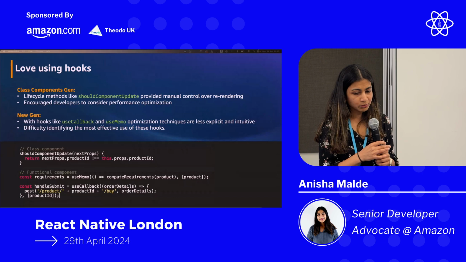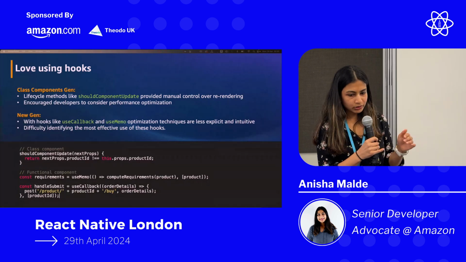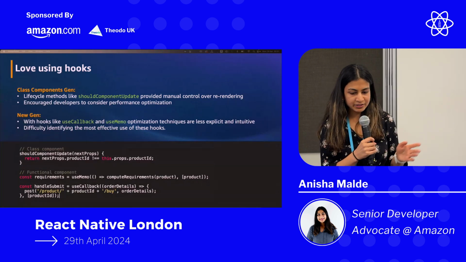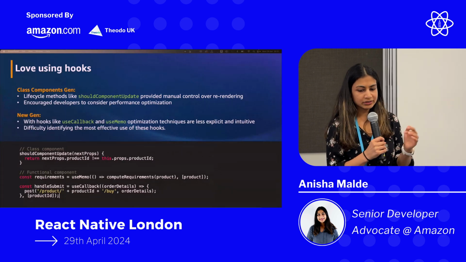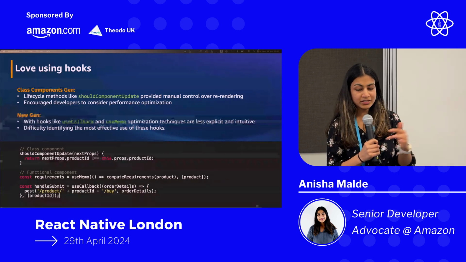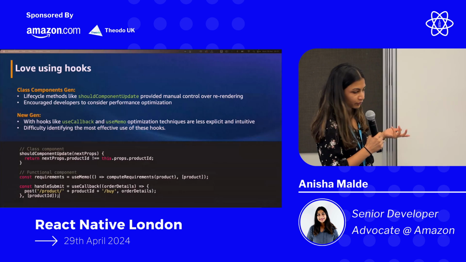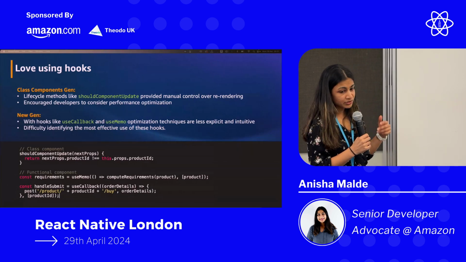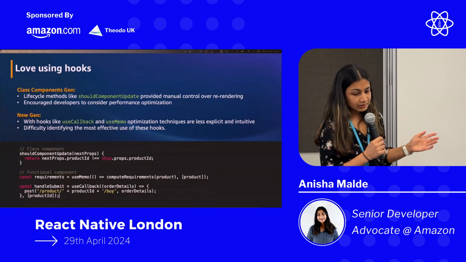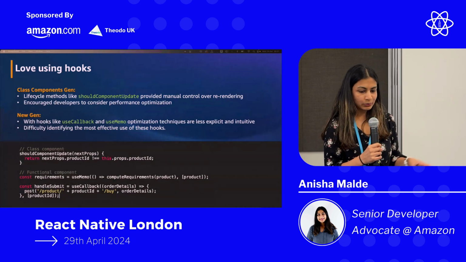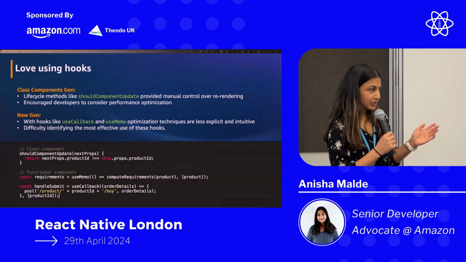In the equivalent functional component, however, the useMemo hook memoizes the result of an expensive computation, in this case computeRequirements. Based on the product dependency, this memoized value is recomputed only if the value changes. And then you have to use the useCallback hook to memoize the callback function handleSubmit based on the productId dependency, which indirectly helps determine if a re-render is necessary.